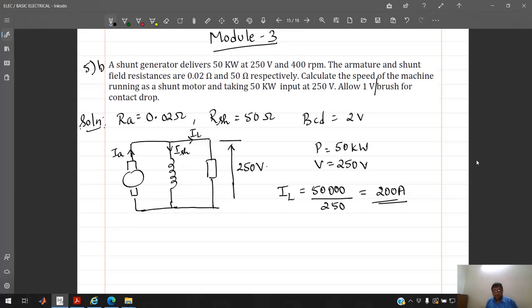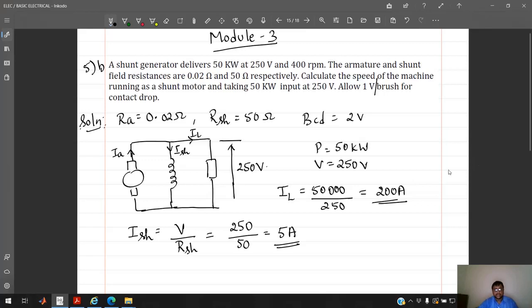Since the load is connected in parallel with the shunt field winding, ISH, the shunt field current, is V divided by RSH, because the voltage appearing across the shunt field winding is the terminal voltage V. So V is 250 divided by the shunt field resistance, that is 50. You are going to get ISH as 5 amperes.